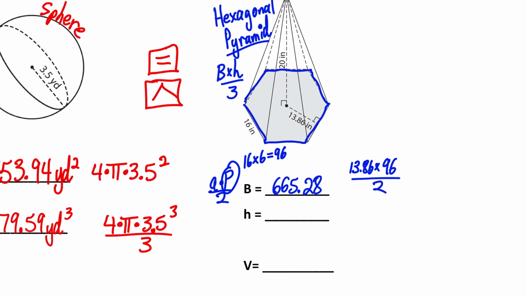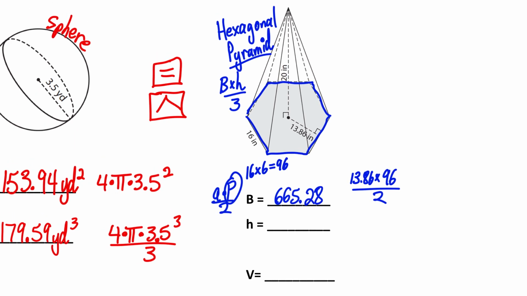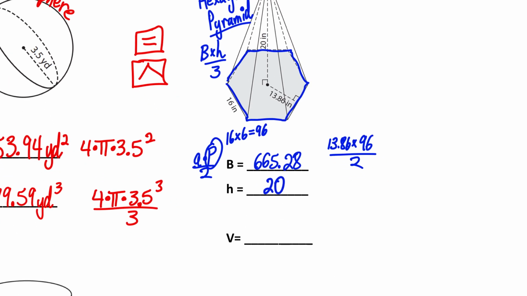Now H here is the height of the pyramid. So how far is it from the base perpendicular up to the tallest point? 20. So on a pyramid, volume is B times H divided by 3.